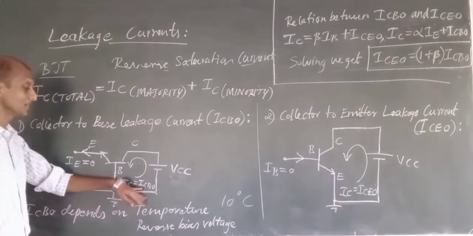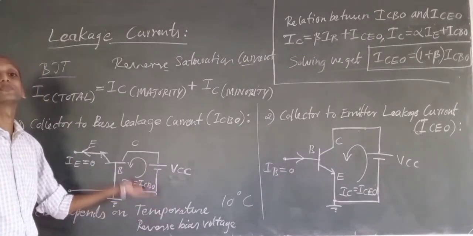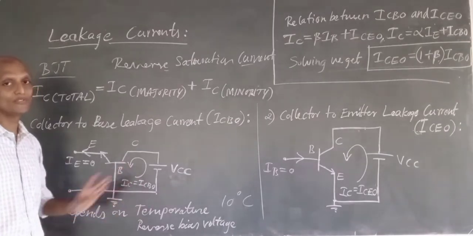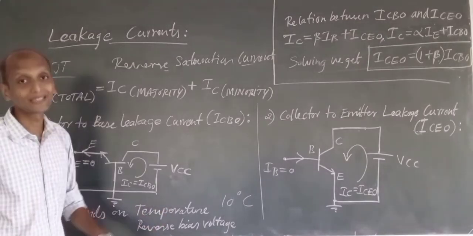If I increase this reverse bias voltage more and more, ICBO will be more and more. So more leakage current will be flowing. That is the dependency of your ICBO on reverse bias voltage and temperature.